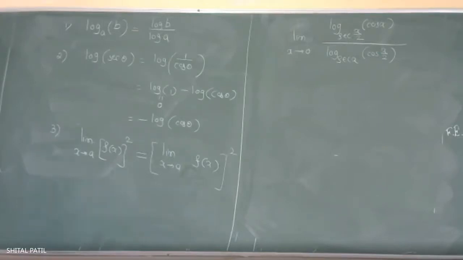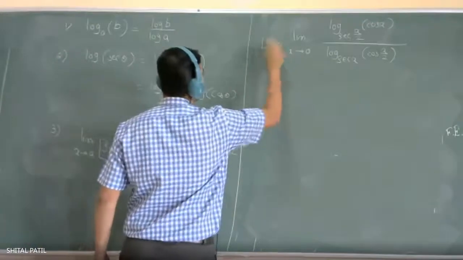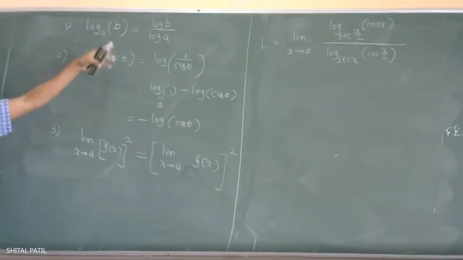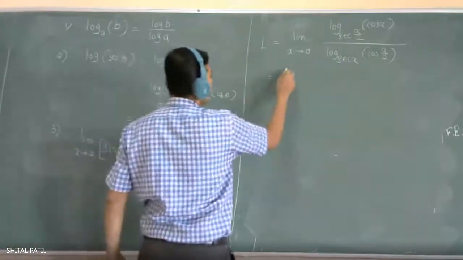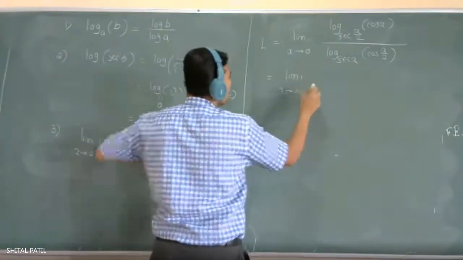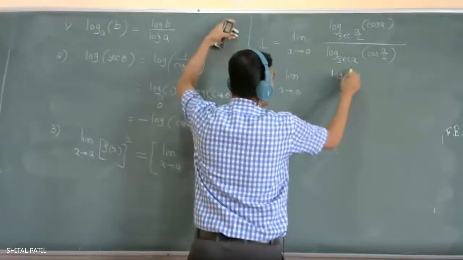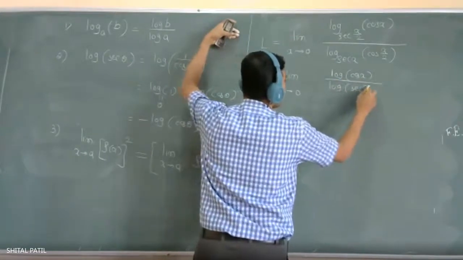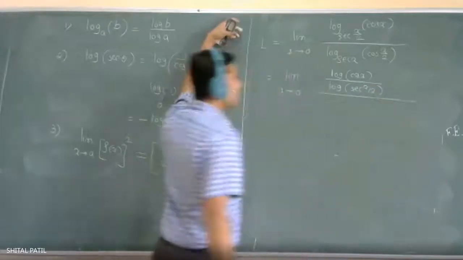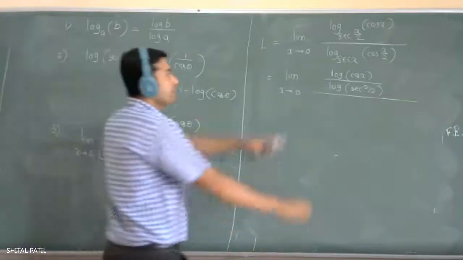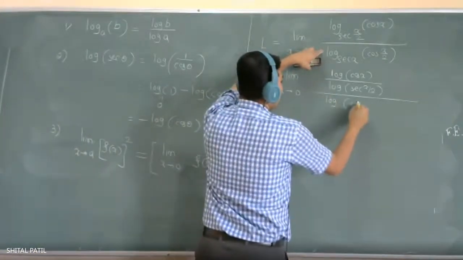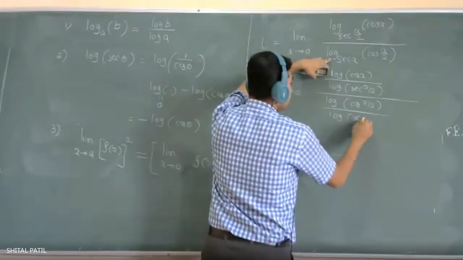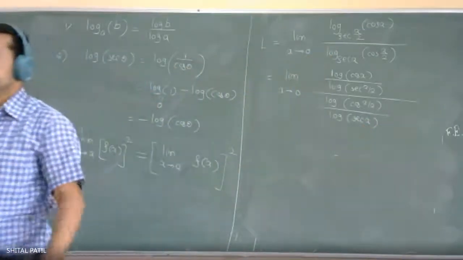Okay, so solution. Let L equal to this limit. Now I use the first formula, log of b to the base a equals log b by log a. So limit x tends to 0. The numerator will be like this: log of cos x divided by log of sec x by 2. Whole divided by, this is the numerator. Denominator: log of cos x by 2 divided by log of sec x. Hope everything is very good. First formula I used.